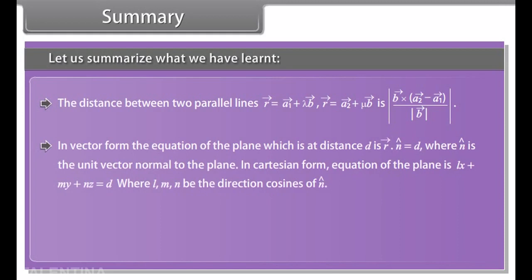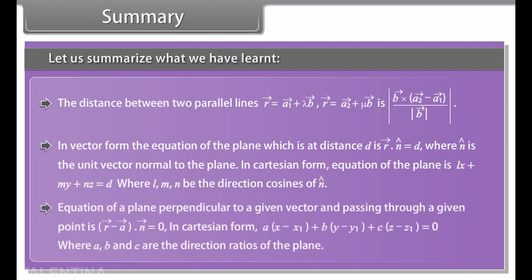In vector form, the equation of the plane which is at distance d is as follows, where n cap is the unit vector normal to the plane. In Cartesian form, the equation of the plane is as follows, where l, m, n are the direction cosines of n cap. The equation of a plane perpendicular to a given vector and passing through a given point is, in Cartesian form, as follows, where A, B, and C are the direction ratios of the plane.